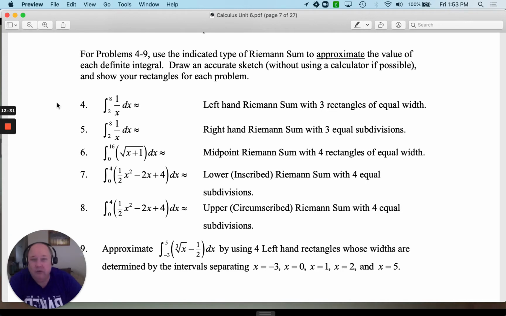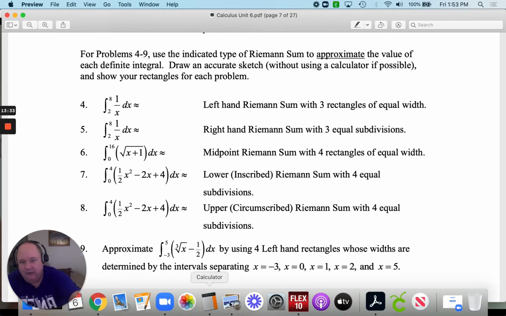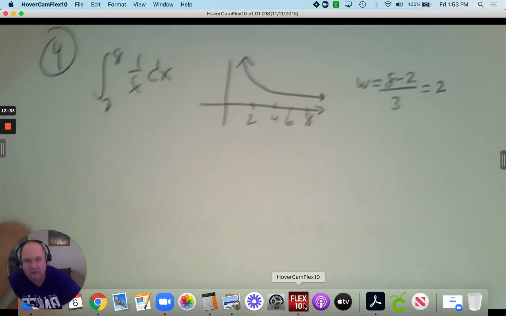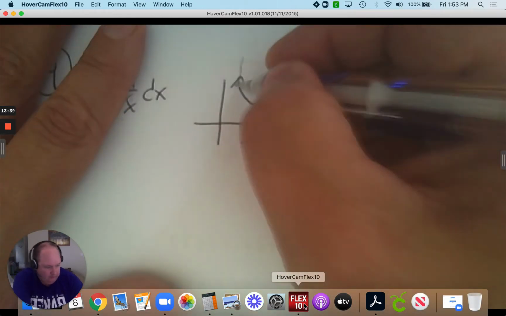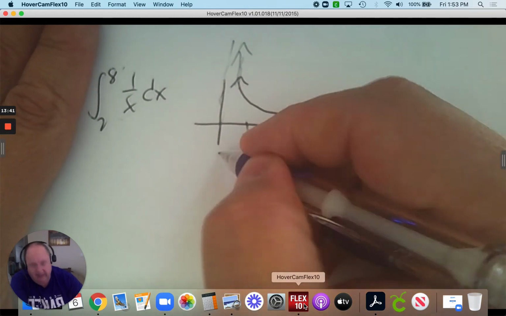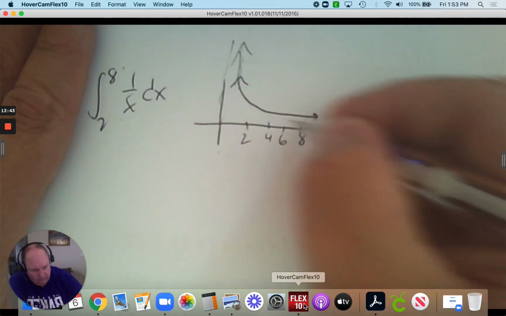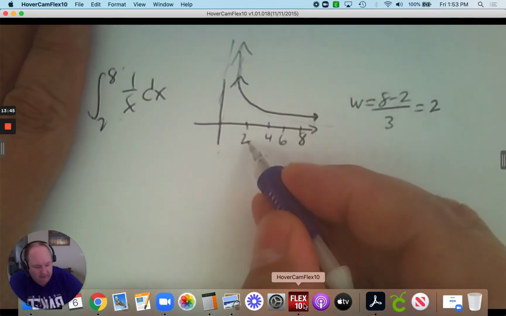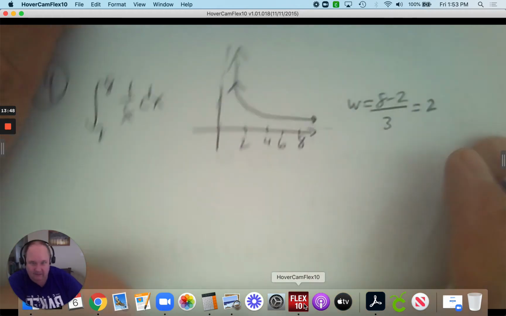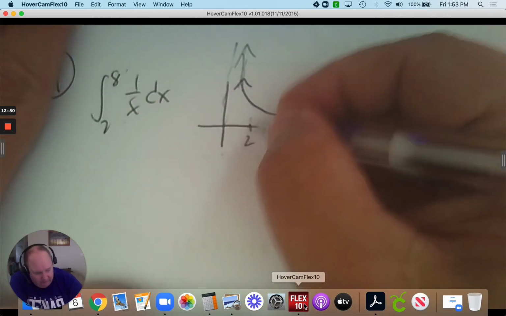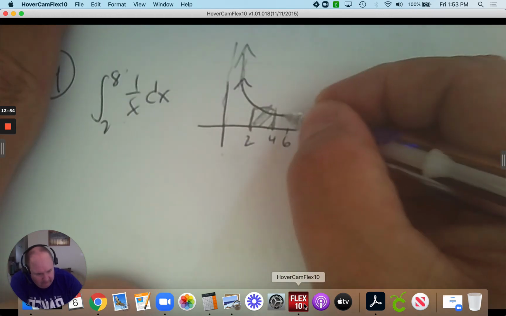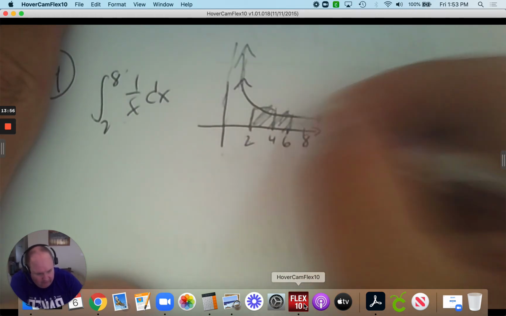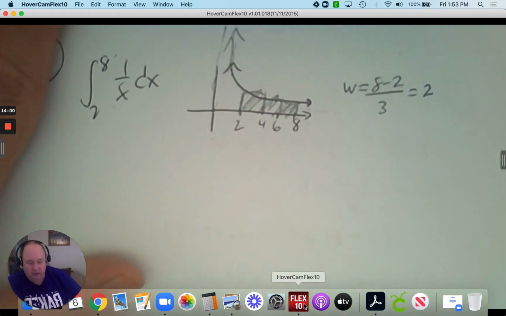And then we're using a left Riemann sum, just to get a sense of it. So this is what it looks like if you sketch it. So 1 over x, this goes on forever going this way. There's an asymptote at 0, but it has this curve to it as it approaches 0. So from 2 to 8, if we use a left one, then at 2 would be the rectangle, at 4 would be the rectangle, and at 6 would be the rectangle. So those would be the rectangles you'd use.